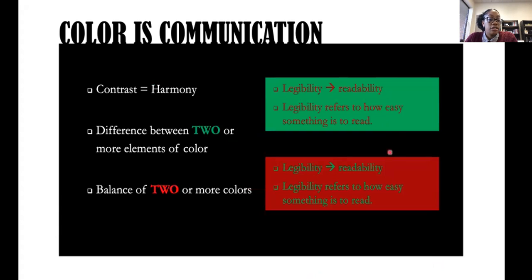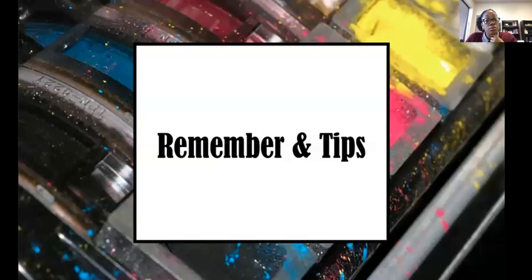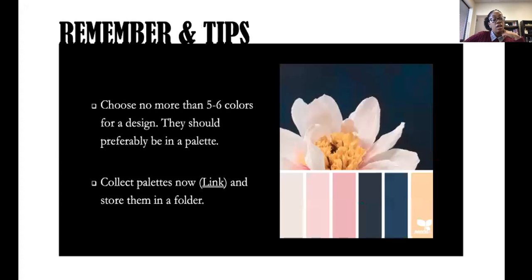Even when you do muted colors, it's still hard to read. So when you think of contrast, you've got to think of harmony. And contrast is the difference between two or more elements of color. So you see this contrast, and it does seem a little bit more readable on the green background, but at the same time, it's still kind of iffy. So it's about balance. Here are some tips to remember for colors and visual communications.